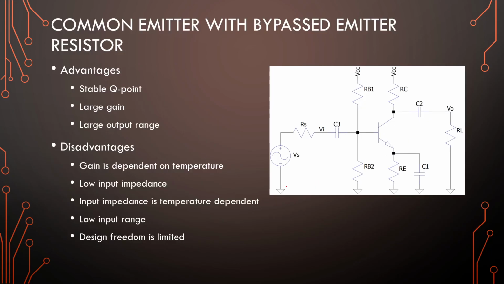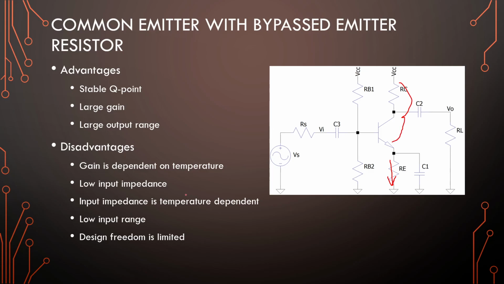Right, so the common emitter, when the emitter resistor is bypassed, has a couple of advantages. It has a stable Q point because this emitter resistor is for bias stabilization. It has a very large gain, so if you require a large gain, this is the amplifier to go with. And it also has a very large output range.